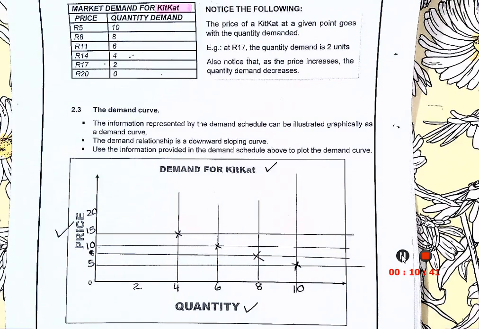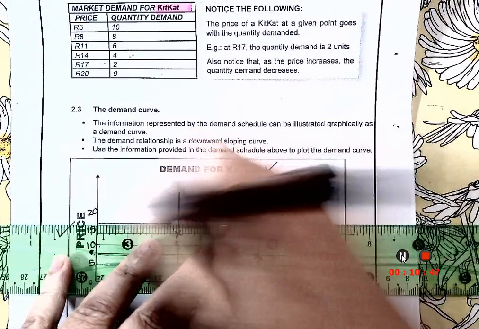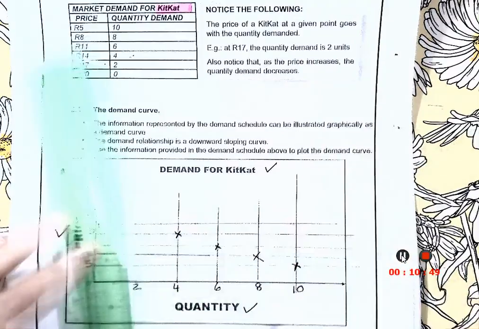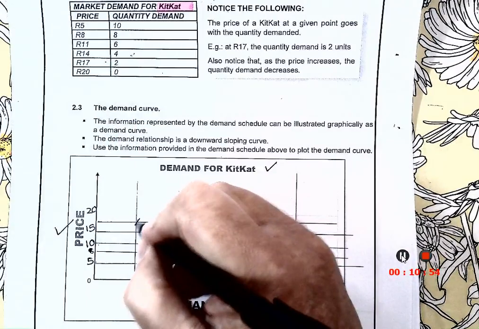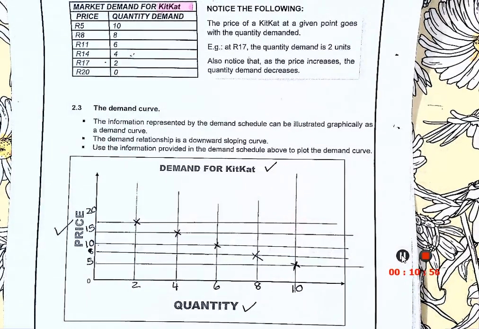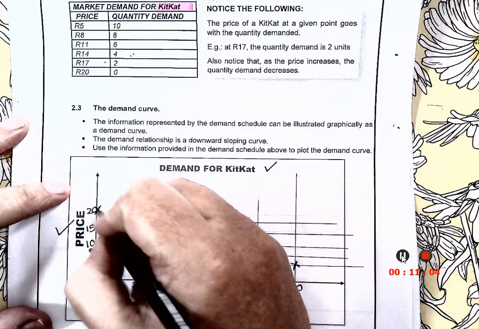Okay. And then we've got the 17 and the 2. So 17 and the 2. And they meet there. And then I see 20 and 0. If it's 20 rand, nobody's going to buy it. Can you see it's someone going to be there? I don't have to draw a line.